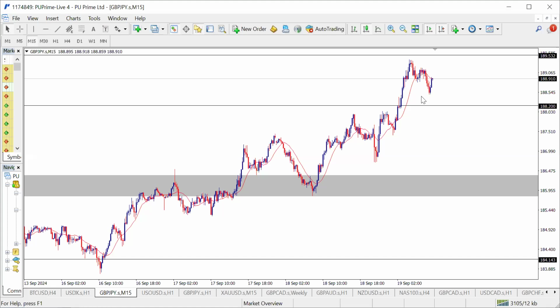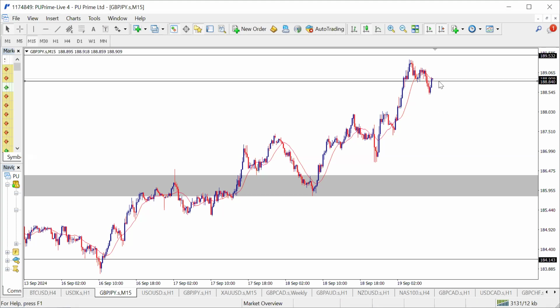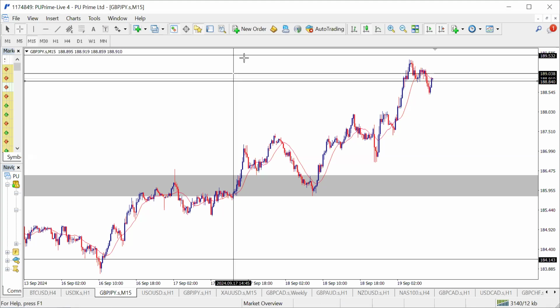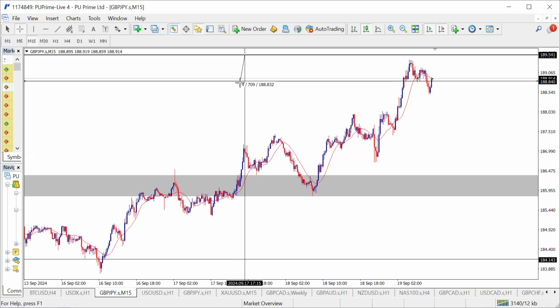The reason I'm putting a buy stop is because the trend is still bullish. There is a resistance, a supply zone here, which might move price to the downside. So, buy stop. We'll put a sell stop around here. Yep, let's see how many pips. That's the 75 pips.